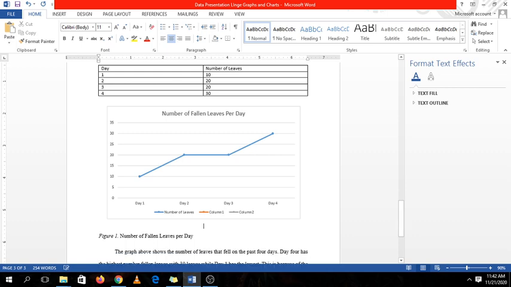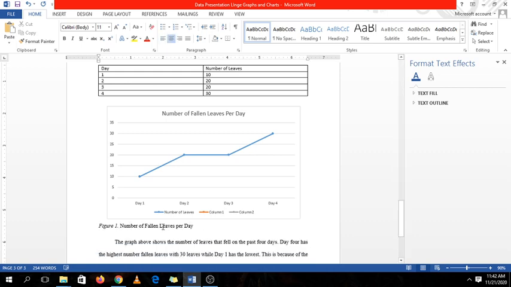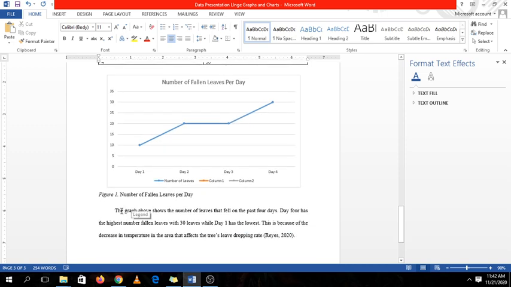So as you can see, at one glance, at one look, makita mo na kung ano nga day ang pinakataas just by looking at the markers on the line itself. So again, let's start with the explanation. The graph above shows the number of leaves that fell on the past 4 days.